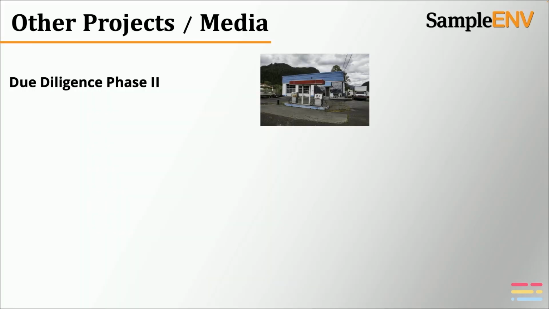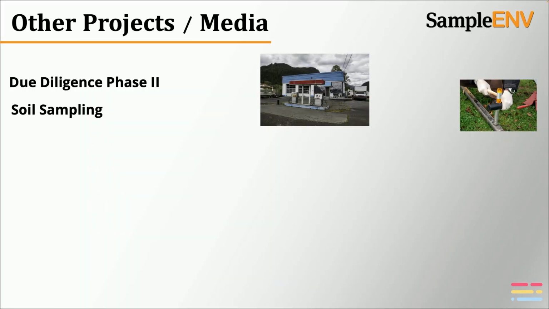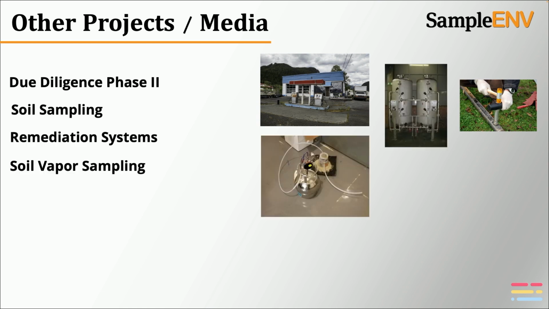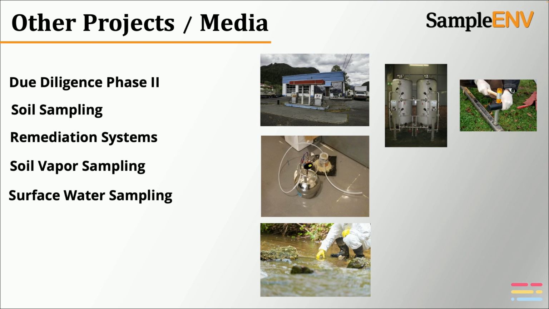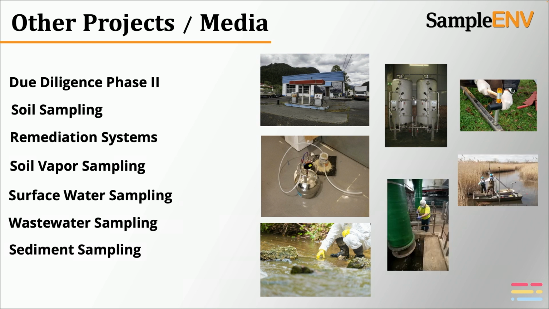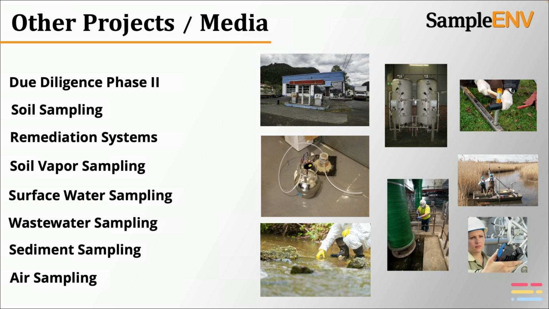The platform is great for all kinds of different media. It's great for Phase 2 real estate transactions when the customer needs the report yesterday. It's also great for soil sampling, remediation system sampling, soil vapor sampling, surface water sampling, wastewater sampling, sediment sampling, air sampling, and, as mentioned earlier, asbestos sampling. Another significant emerging market is cannabis. As they legalize cannabis across the country, there's all kinds of quality control measures and regulations that require sampling, analysis, and reporting using third-party samplers and chain of custody documentation.